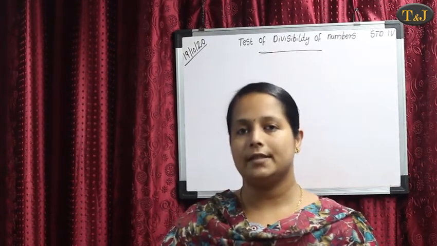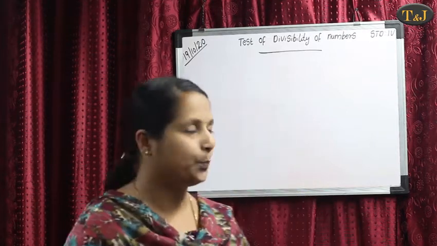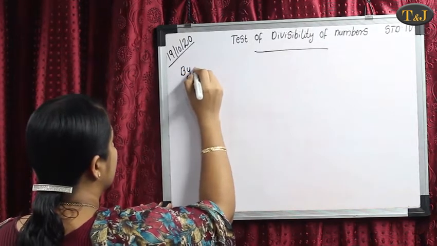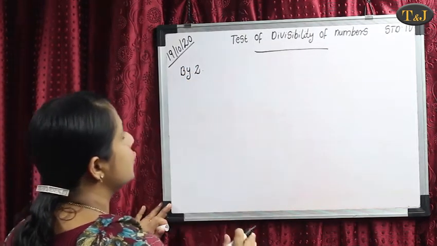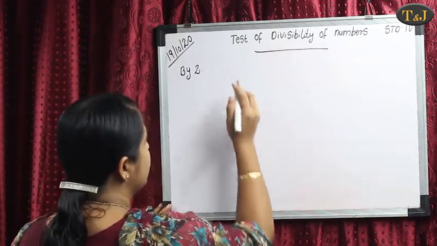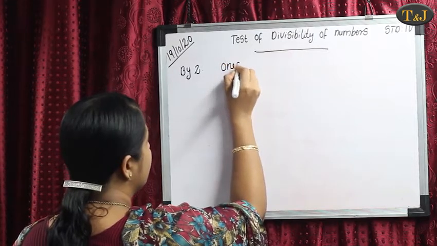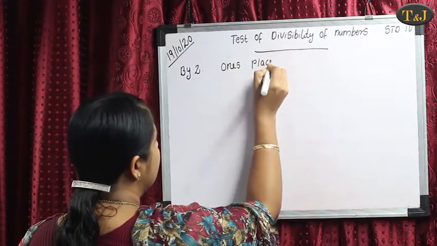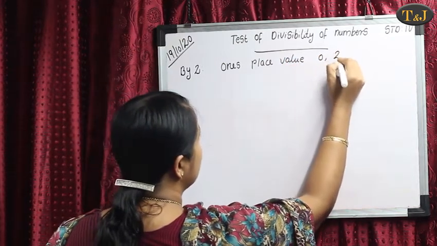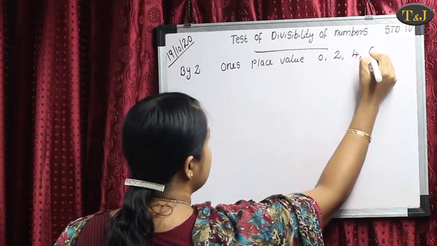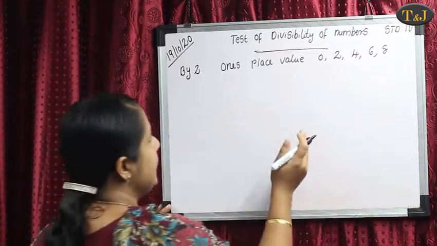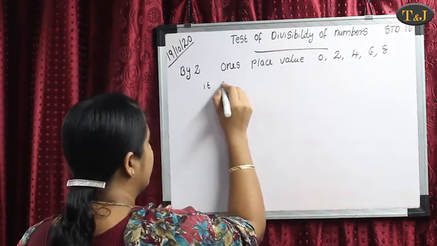Our first test of divisibility of numbers is by 2. There are some conditions for the test of divisibility. Our first section is by 2. In the test by 2, we use the ones place value. If the ones place value is 0, 2, 4, 6, or 8, the number is divisible by 2.